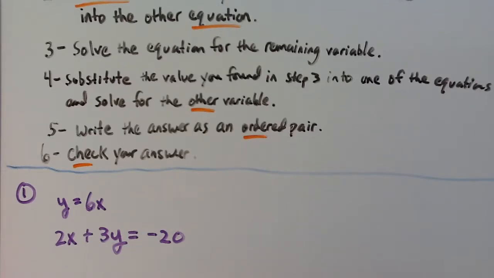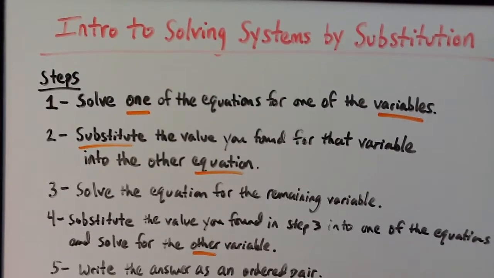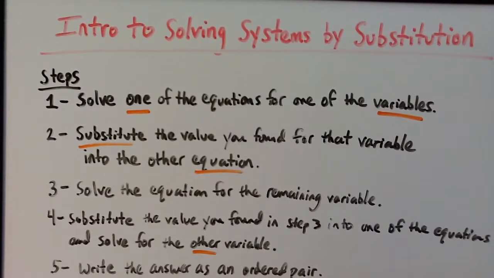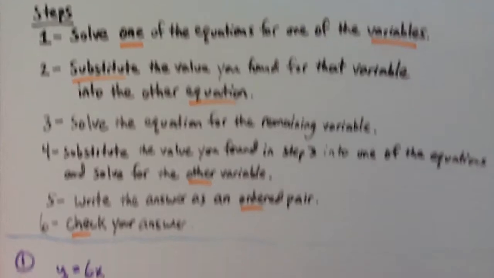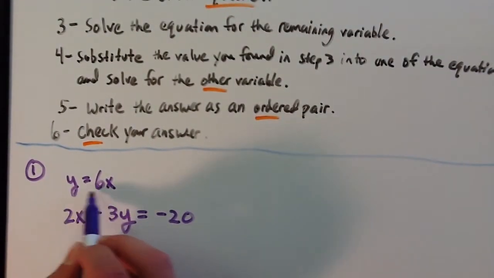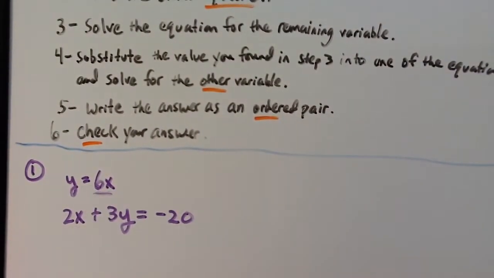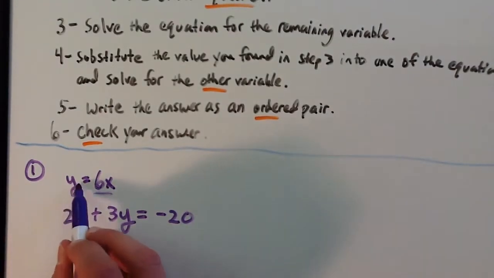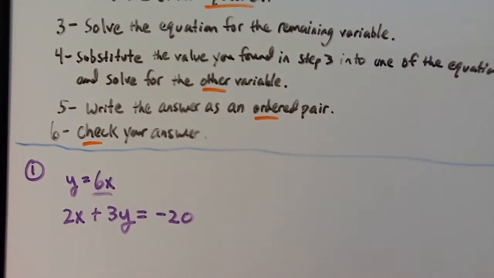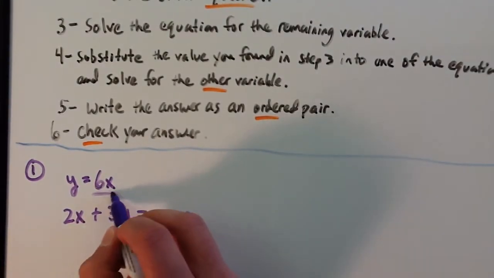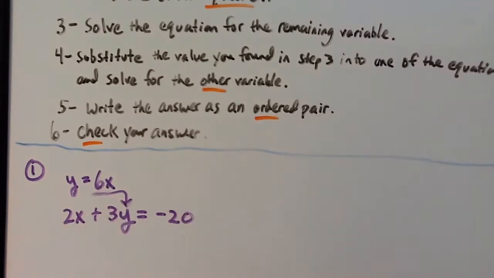Sometimes it may be given to you like that. Other times you may have to pick an equation and solve for one of the variables. But we have step 1 down. We have one of the equations equal to something. Y equals 6x. Step 2 is substitute the value you found for that variable into the other equation. And so this is the value. Y is the same thing as 6x. That's what it's telling us. And so for step 2, we're going to substitute or plug in 6x into this equation for y.